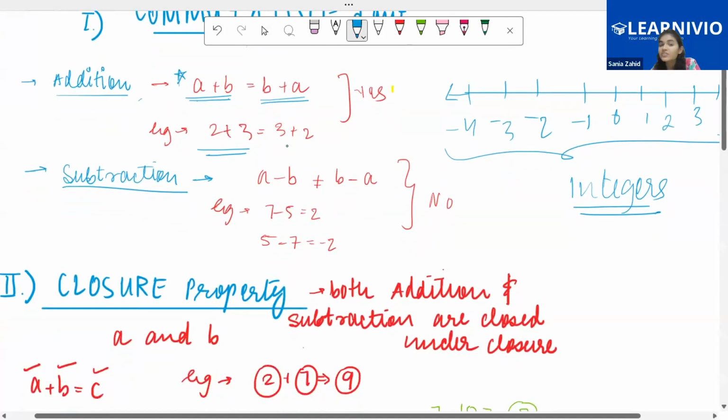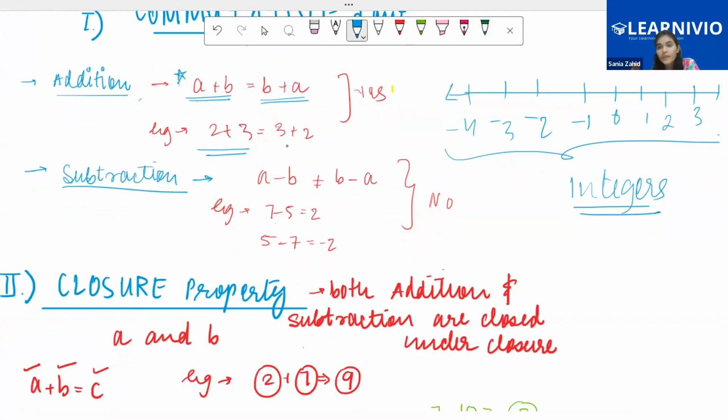For example, I have 7 and 5. When I subtract, 7 minus 5 is 2. But if I do 5 minus 7, it is not 2 now. It is negative 2. So does subtraction follow the commutative law? Are you getting the same answer? No. That means subtraction is not commutative in nature. Salman, are you able to understand? Yes, ma'am.